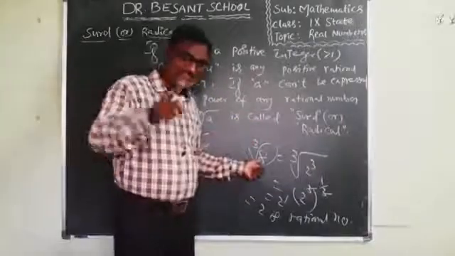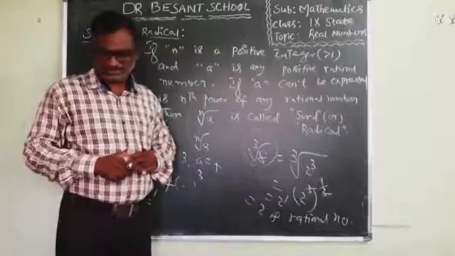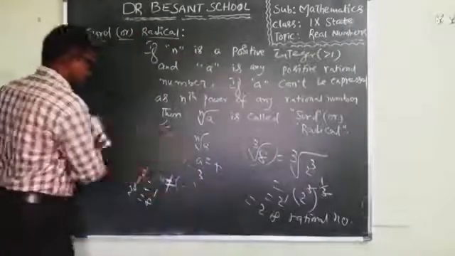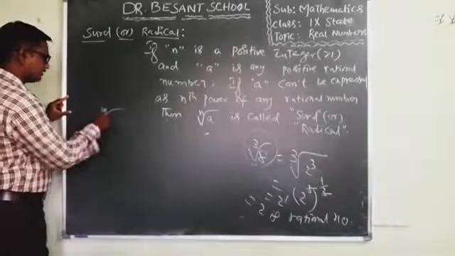So 8 can be expressed as a third power of some rational number. So this is not a surd. Again, I will give you different examples. Once you verify, this is fourth root of 81.